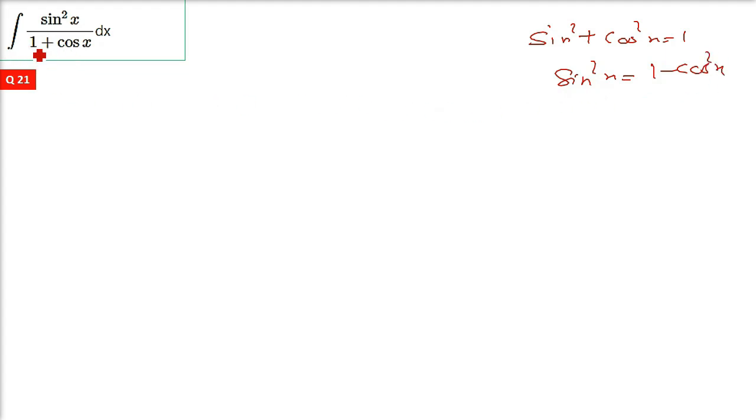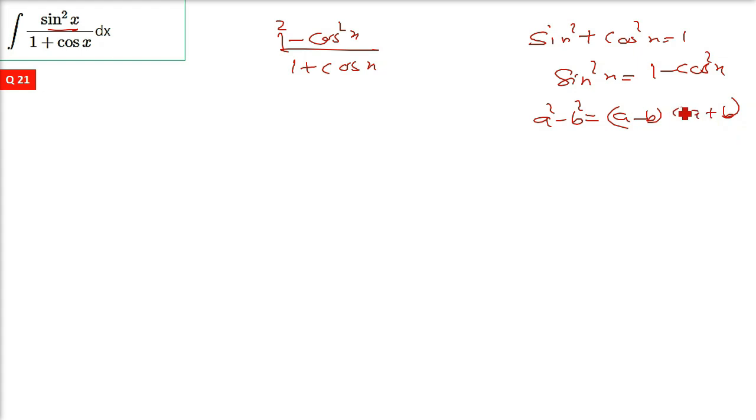And 1 minus cos square x is 1 square minus cos square x. 1 can be 1 square, 1 to the power any n is 1 only. So we'll go to the integration later. But sine square x, I am writing as 1 minus cos square x, with 1 plus cos x in the denominator. This is just to resolve the expression. So a square minus b square is a minus b into a plus b. I am taking a as 1 and b as cos x. So I am writing it as 1 minus cos x and 1 plus cos x.